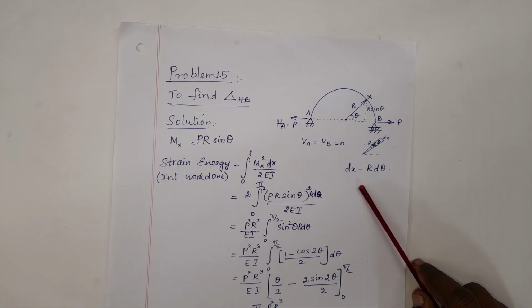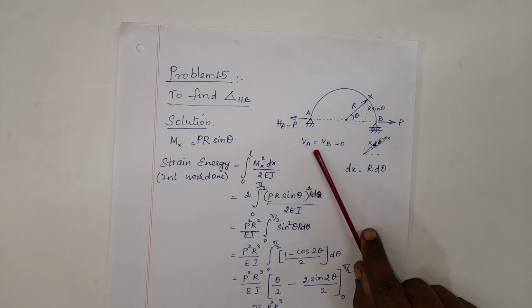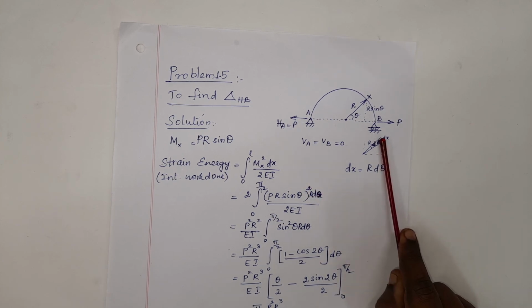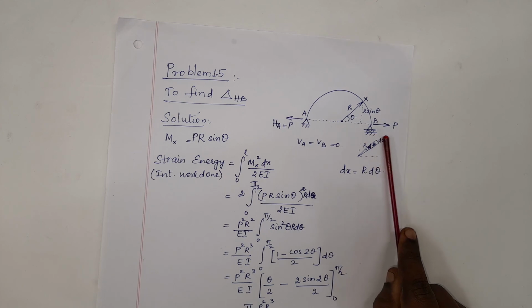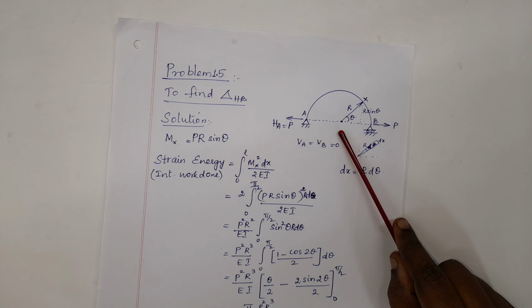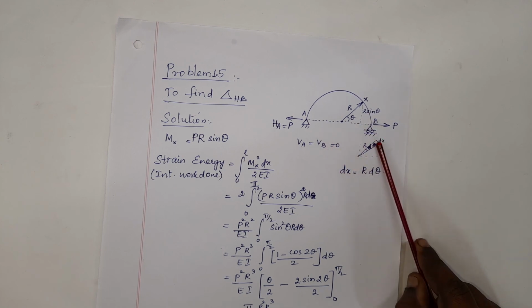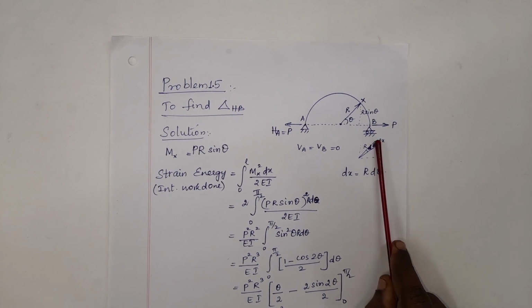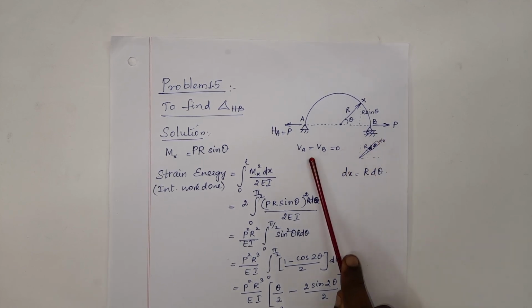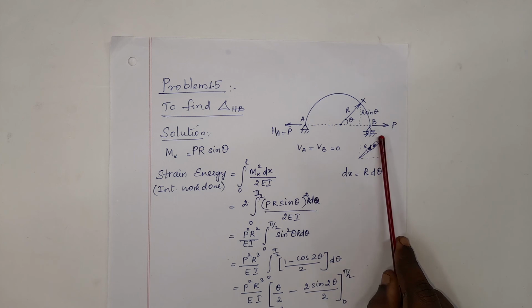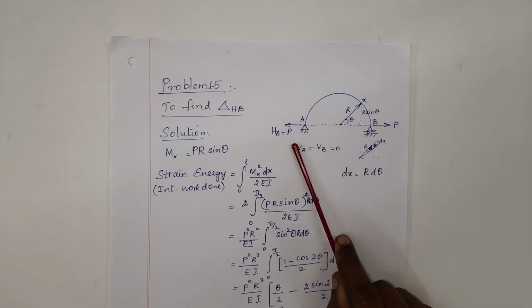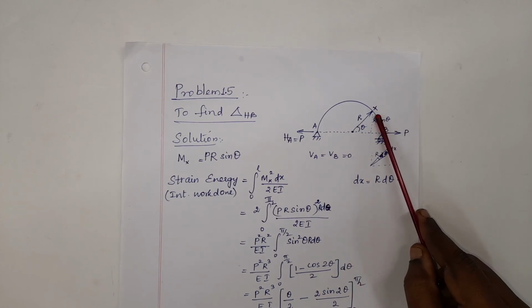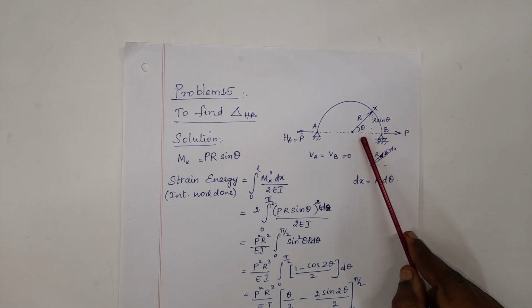This is a semicircular arch hinged at one end and on rollers at the other end. A load is acting at joint B in the horizontal direction. R is the radius of the semicircular arch. Since the load is acting at the support, this doesn't give rise to any vertical reaction, but this gives rise to a horizontal reaction.